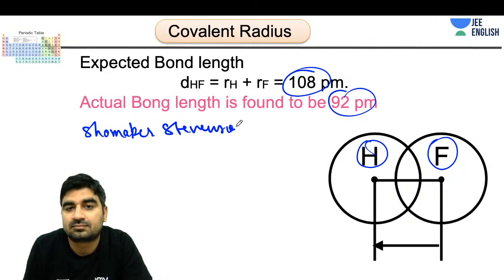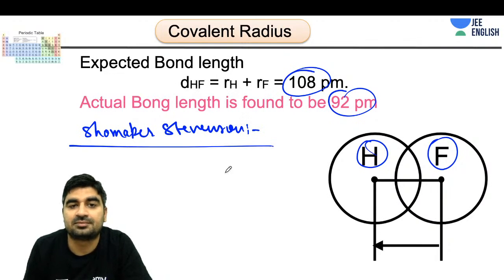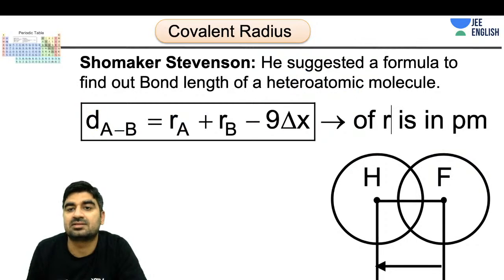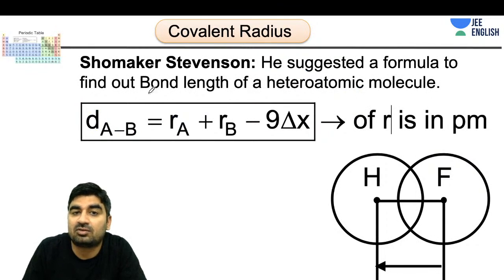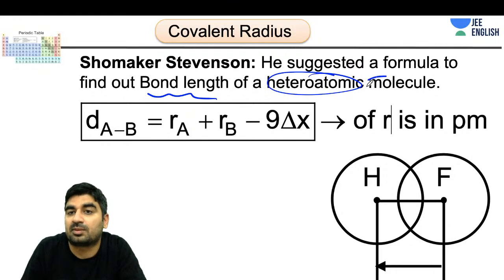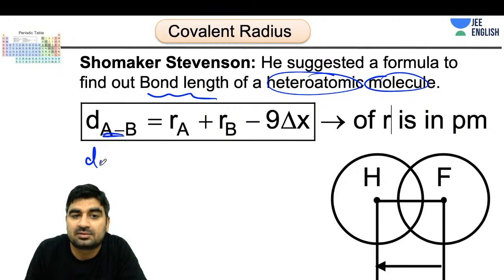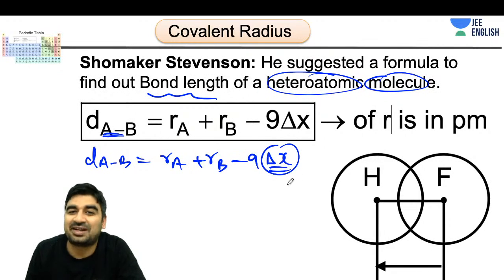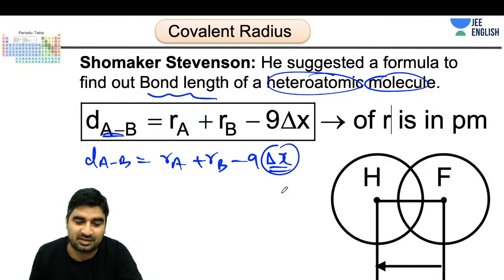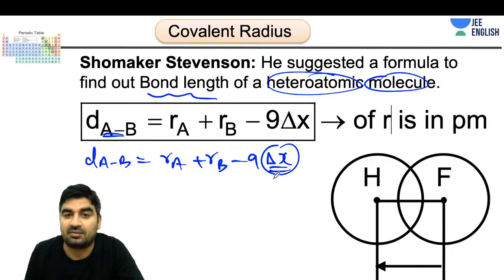Shoemaker and Stevenson suggested a formula to find out the bond length of a heteroatomic molecule. And what was that formula? D_AB will be R_A plus R_B minus 9 into delta X. Delta X is the electronegativity difference. Yes, Suraj, you are right. So he considered the electronegativity difference.